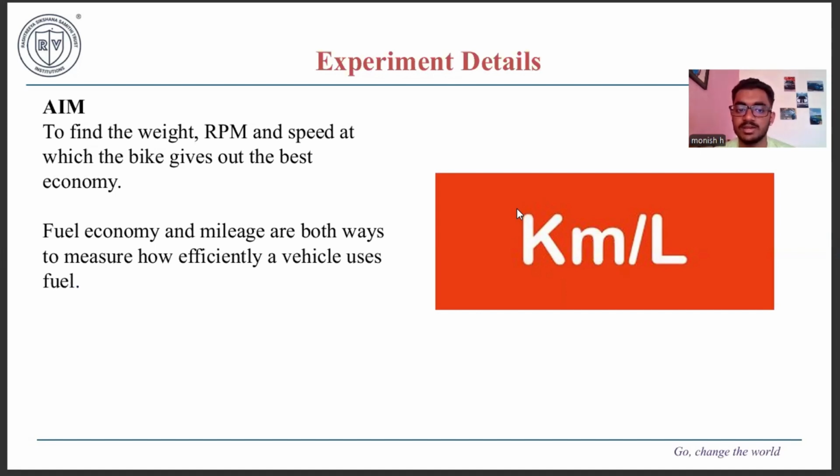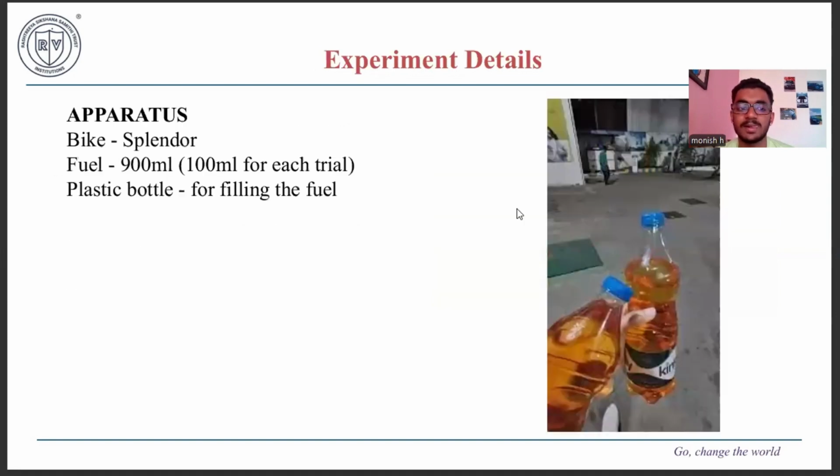The fuel economy and mileage are both ways to measure how efficiently a bike uses the fuel. To be proper, mileage is actually the odometer reading, but in technical terms, the economy is the one which we have in kilometers per liter.